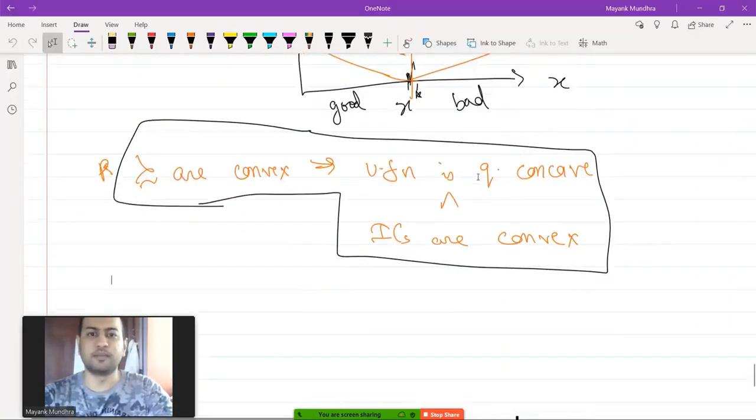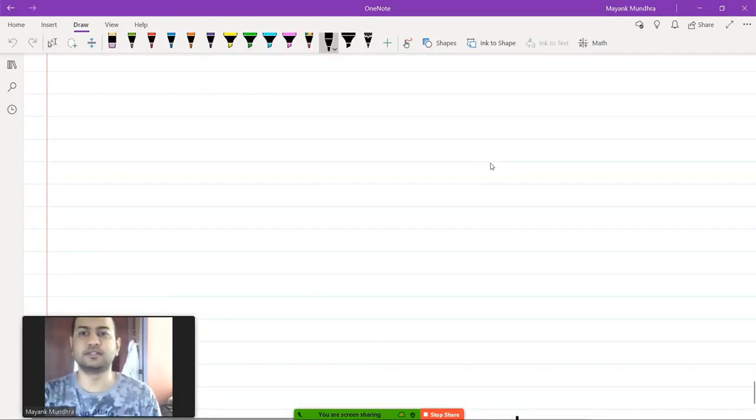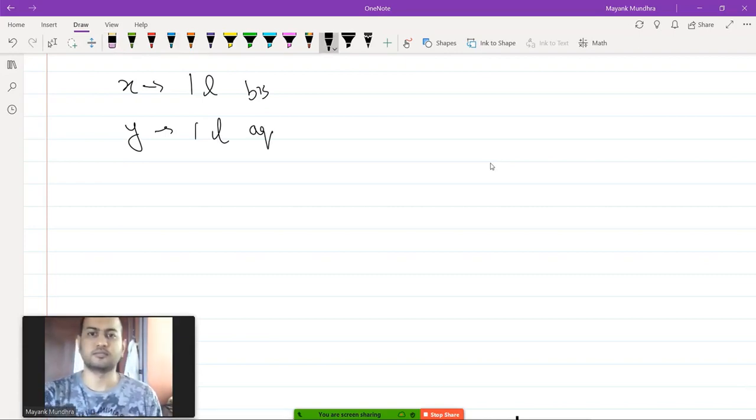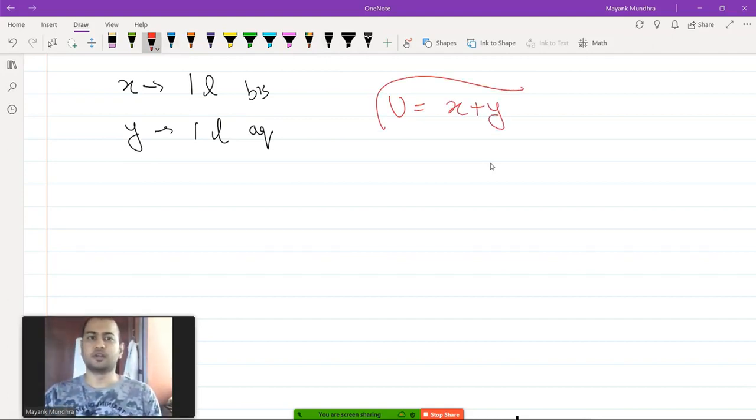So, for example, let's say good x is 1 liter Bisleri, and good y is 1 liter Aquafina. So you have two goods, 1 liter Bisleri and 1 liter Aquafina. Now what you care about is the total amount of water. So your utility function is just the total amount of water in liters, so that is x plus y. Your utility level only concerns the total amount of water that you can get.